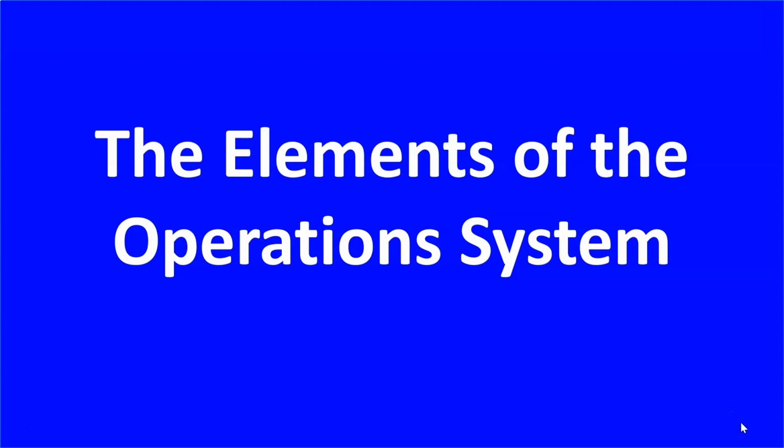A really key part of operations management is going to be about the elements of the operation system. Some of the textbooks might refer to this as the stages of the operation system, and even the exam question has used both of those terms. We're going to use the word elements, but just look out for the word stages as well.